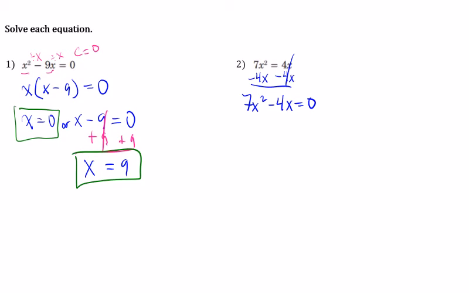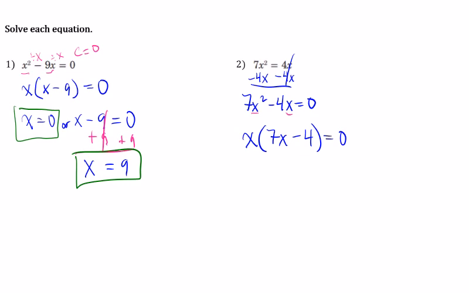Now we can do the same thing that we did before. Sometimes you have a common factor bigger than 1, but 7 and 4 do not have a common factor bigger than 1. But we do have an x in common. So I'm going to factor out an x, then divide this by x and get 7x, and divide this by x and get negative 4. Then bring down the equals 0.